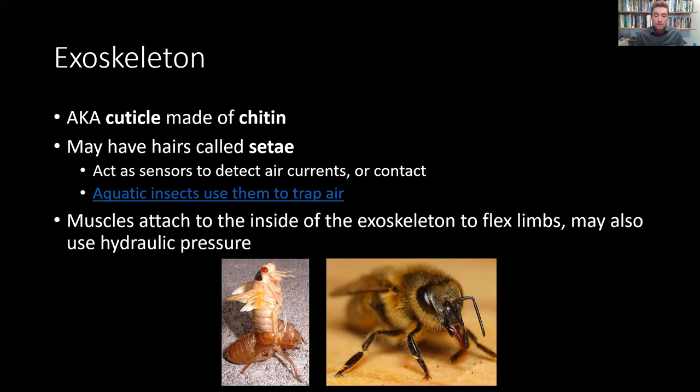The exoskeleton of the arthropods may have hairs. Those hairs are called setae. Those hairs can act as sensors to detect the air current or to detect contact, touch. And some aquatic insects will use those even to trap air, little air bubbles that they can take down around their body as they descend underwater. There are muscles attached to the inside of the exoskeleton, and this is how the organism flexes their limbs. They may also use hydraulic pressure to do movement within the exoskeleton.